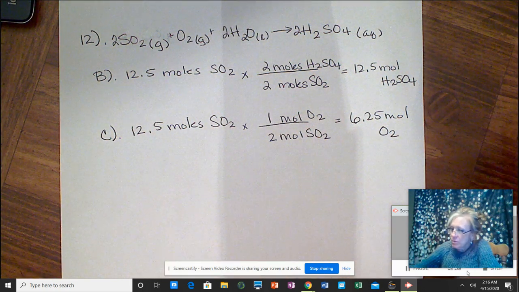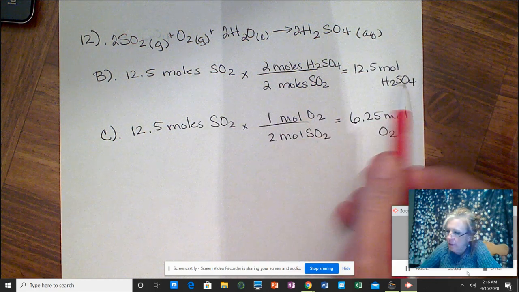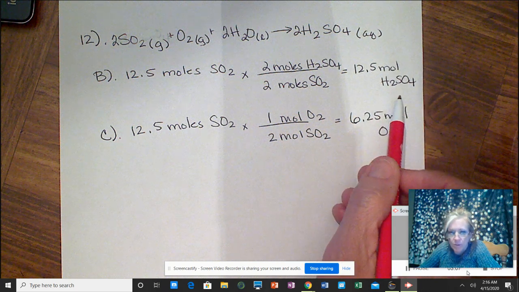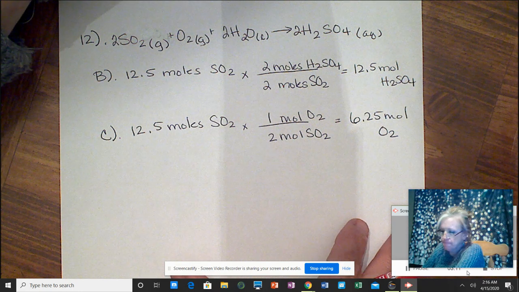And then we do the math. Again, 2 over 2, that's just 1, okay? And then you end up with the same amount of moles that you started with, okay? So 12.5 moles of H2S.